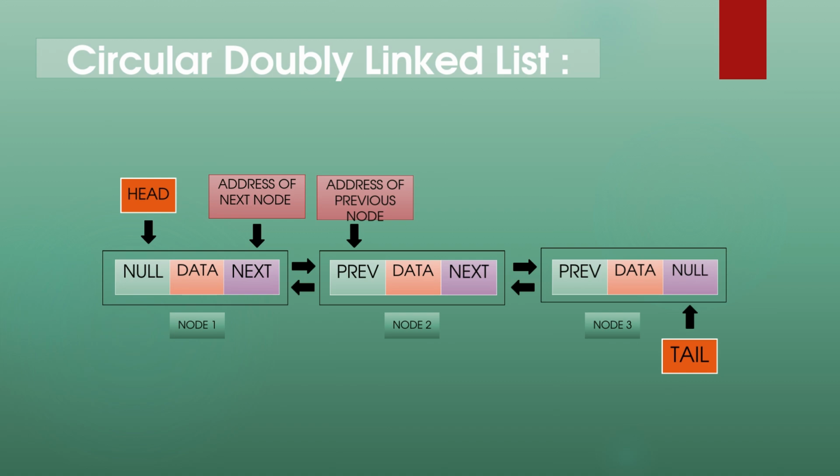The list starts with the head, which points to the first node. Each node consists of the data part, which stores the information, the next pointer linking to the next node, and the previous pointer linking back to the previous node. The tail is the last node, which lies at the back of the head, completing the circle. This makes it easy to travel in both directions from any point of the list.